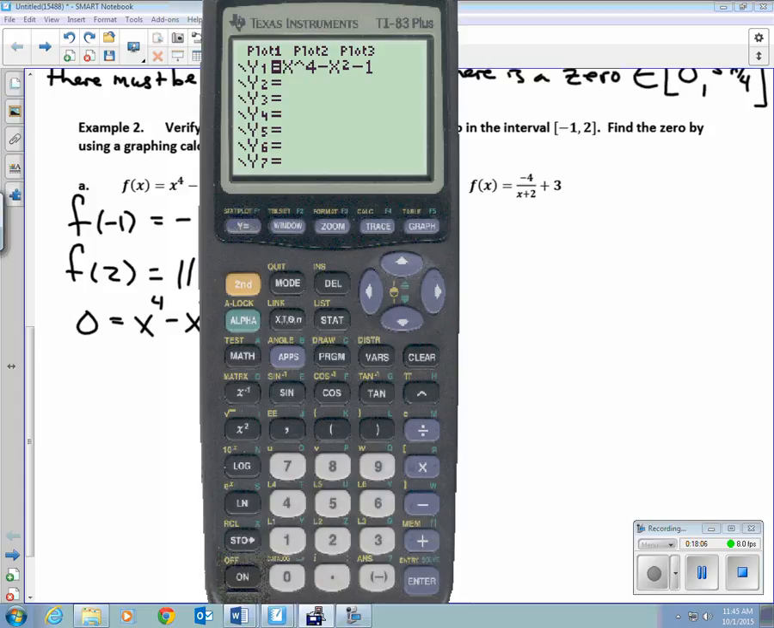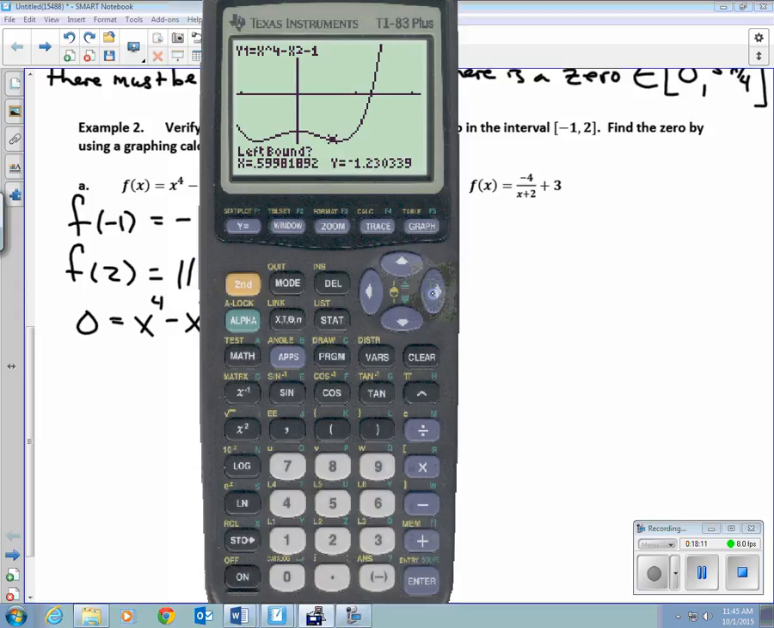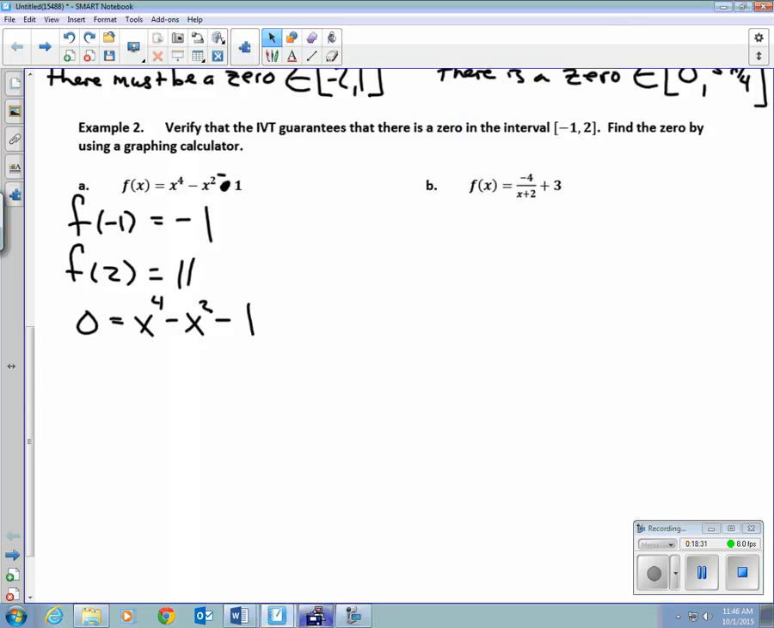Okay, so we go second calculate, and we find the 0, number 2. This is what you will be expected to do on the AP exam. Sometimes you have to use this feature to find your 0. It sounds like a few people already got it. I go to the left, I go to the right, and I press enter, and there we've got 1.272. So is 1.272 in that interval? Yeah, it is. Okay.